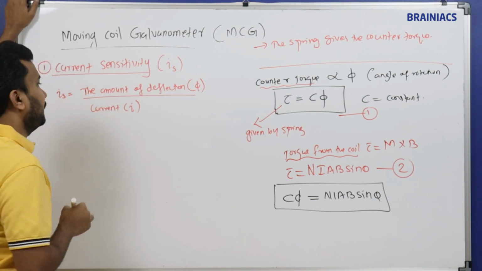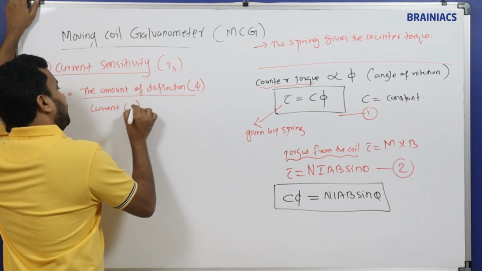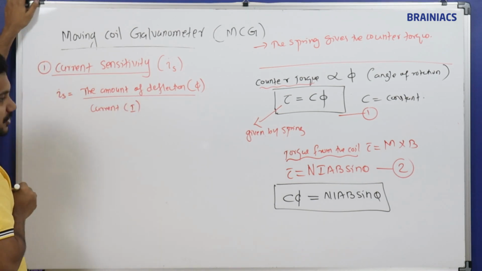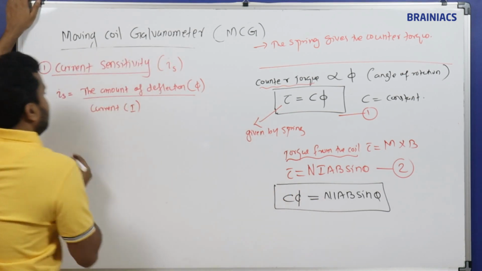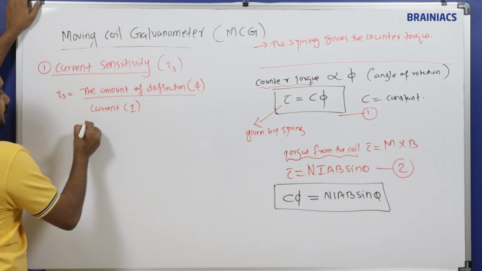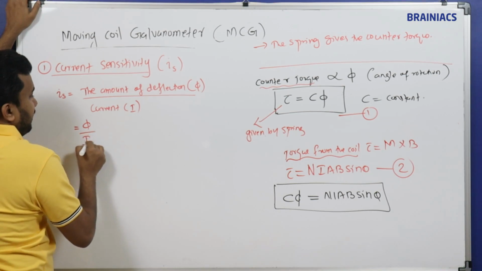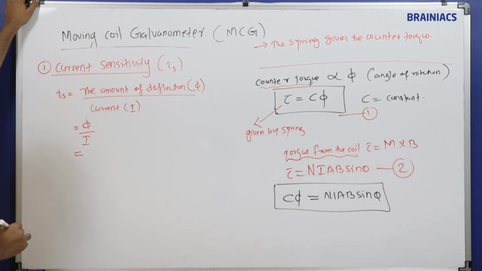I means capital letter I. So let's substitute these equations. Here I need phi by I in these equations, which means phi divided by I. What is phi by I in that equation?